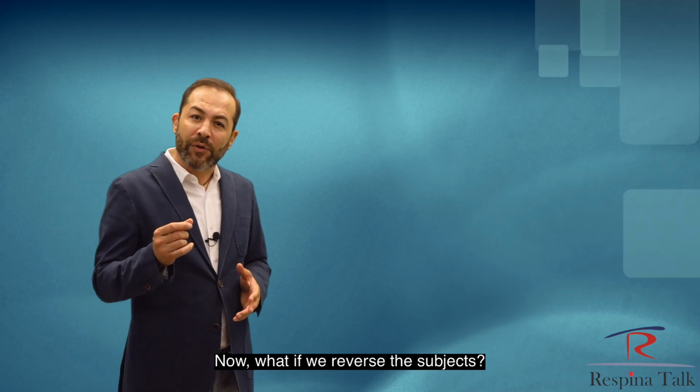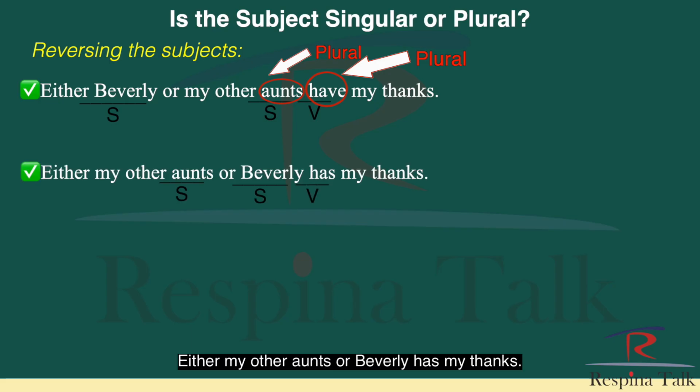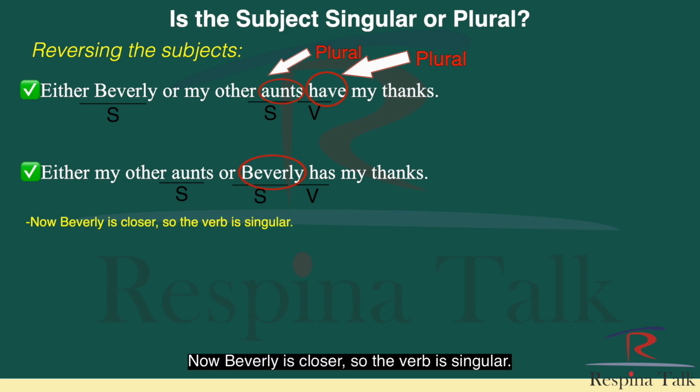Now, what if we reverse the subjects? Either my other aunts or Beverly has my thanks. Now, Beverly is closer, so the verb is singular.